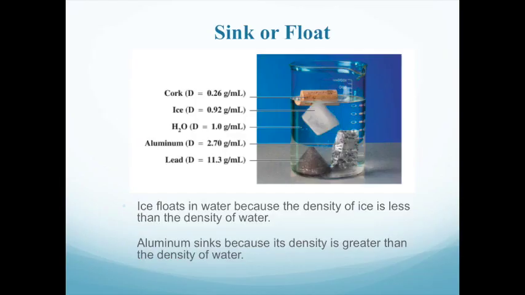So, the density of objects determines whether they will sink or float in water, for instance. Ice floats because the density of ice is less than the density of water. The same is true of cork. Water has a density of 1 gram per milliliter, and things like aluminum and lead sink in water because their densities are significantly higher.